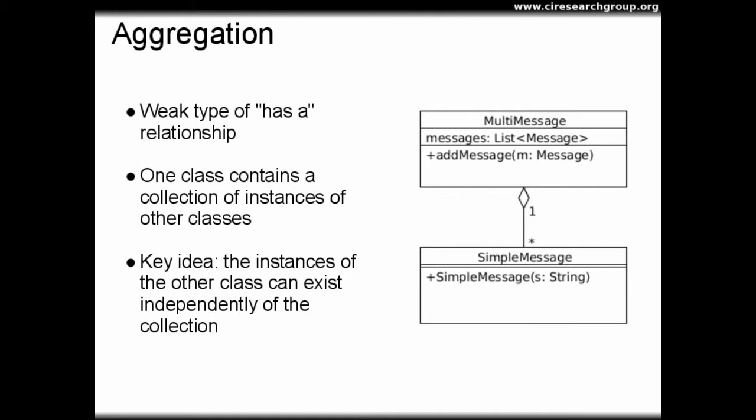In practice, this means that we create instances of various classes and then add those instances to the collection, typically with a dedicated method in the collector. For example, here we have a multi-message class that acts as a collection of message instances, as indicated by the relationship with the hollow diamond at the multi-message end. Multi-message provides a method, addMessage, to add an instance of a message to the collection. This instance is already created elsewhere in the code before the addMessage method is called to add it to the collection.